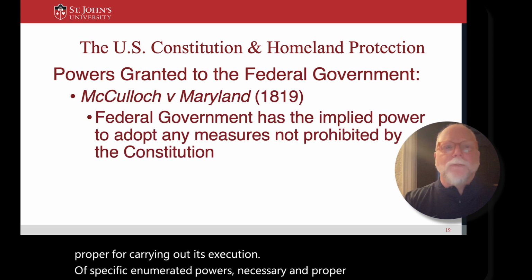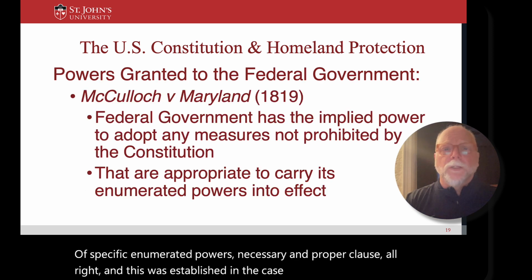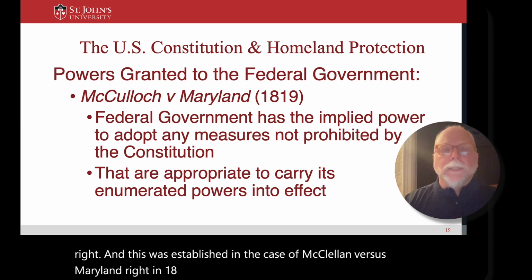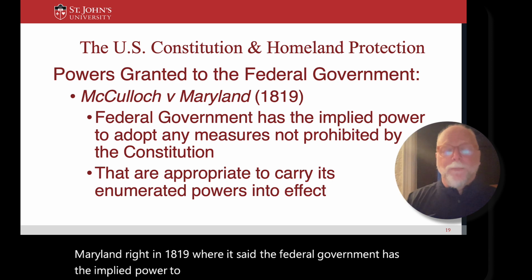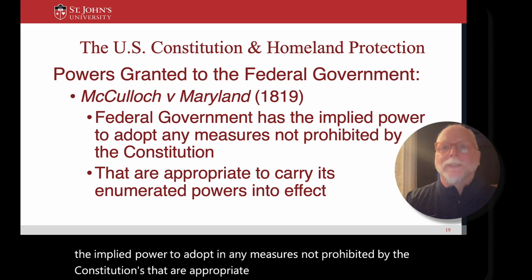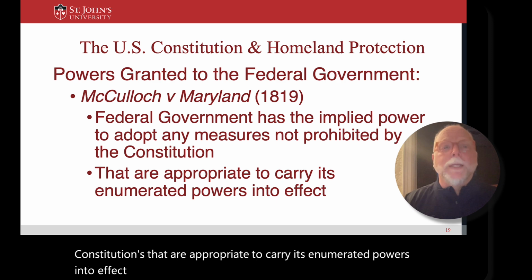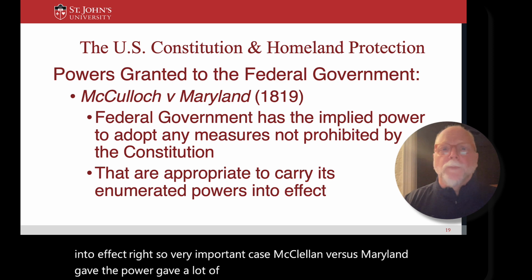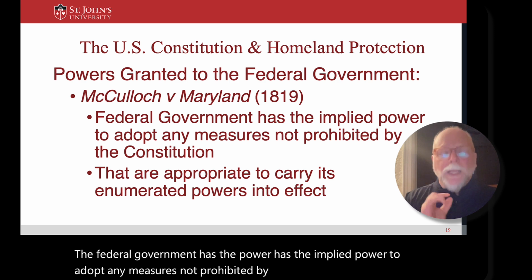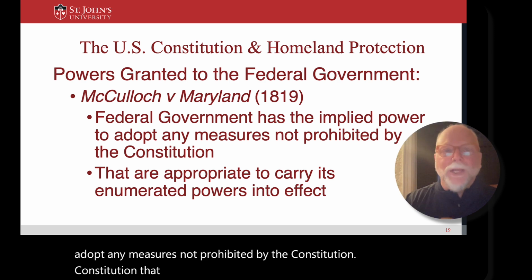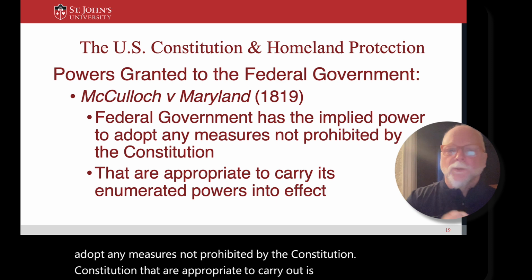All right, and this was established in the case of McCulloch versus Maryland, right, in 1819, where it said the federal government has the implied power to adopt any measures not prohibited by the Constitution that are appropriate to carry its enumerated powers into effect. Right, so very important case. McCulloch versus Maryland gave a lot of power to the federal government. The federal government has the implied power to adopt any measures not prohibited by the Constitution that are appropriate to carry out its enumerated powers into effect.